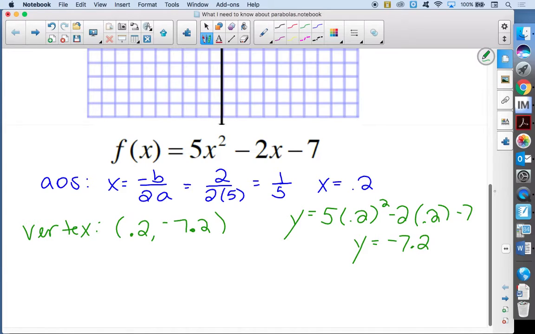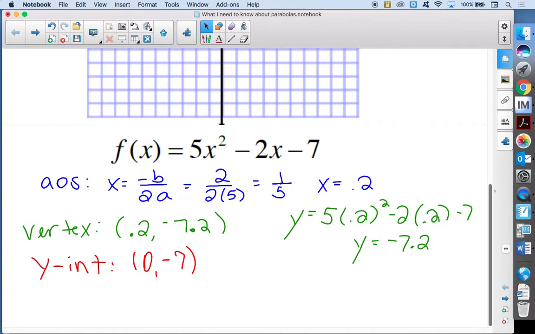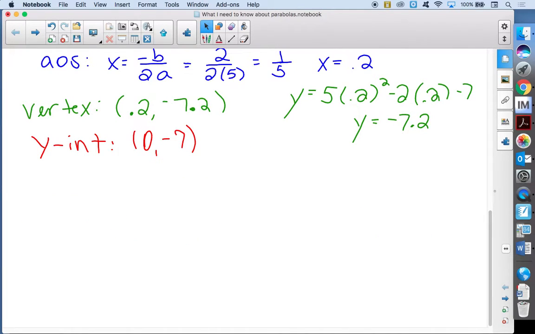Alright, so we have the axis of symmetry. We use that to find the vertex. The easy thing to find without doing any work is the y-intercept. Chelsea, what do you use to find a y-intercept? You just plug 0 in for x. Yeah, so 0 in for x cancels out, so it's just the negative 7. So 0, negative 7. When it's in standard form, it's always that last number, the c, that is the y-intercept.